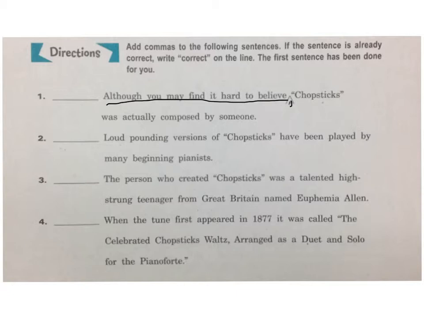Chopsticks was actually composed by someone. Number 2, loud pounding versions of chopsticks have been played by many beginning pianists. Versions, noun, I have an adjective, I have an adjective. They equally describe versions, so I have to put a comma there. Loud, comma, pounding versions. Number 3, the person who created chopsticks was a talented, high-strung teenager from Great Britain. Teenager is my noun. I see that I have 2 adjectives, talented and high-strung, both describing the teenager equally. I need a comma between.